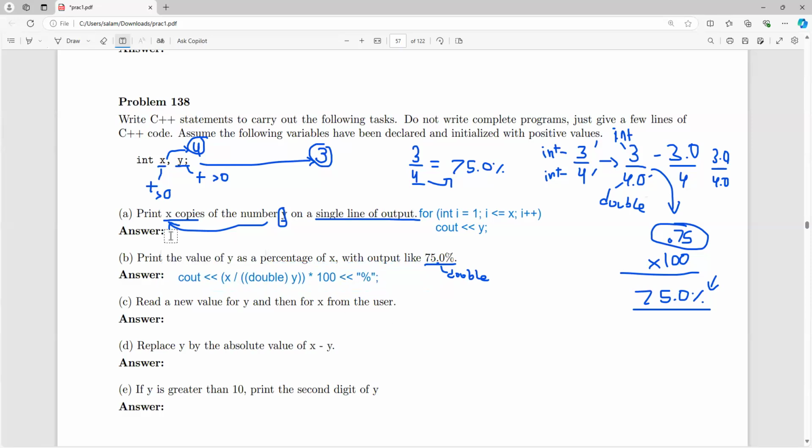There you go. So what is this going to do? Let's do this step by step. First, it's going to convert y into a double. Then it's going to divide x by y. Then it's going to multiply by 100. Then it'll print it out with a percent sign. So we get this. Okay.